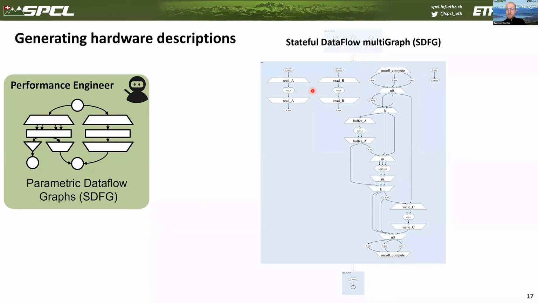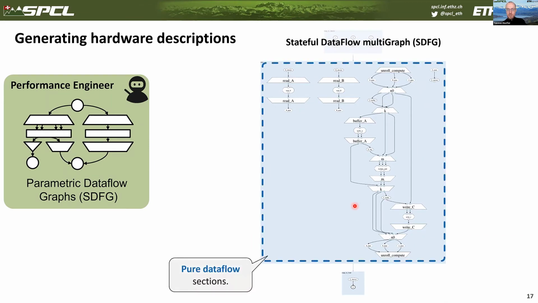Okay, so what we now do is we are working in the area of the performance engineer, and we get these stateful data flow multigraphs. By the way, those are all screenshots here. This is real stuff that you can do in our tool, and this whole thing is actually really working. So this is a pure data flow section. As I mentioned, everything that's in a blue background is pure data flow. There is no control inside this. So everything is triggered by the flow of data, as I mentioned before.